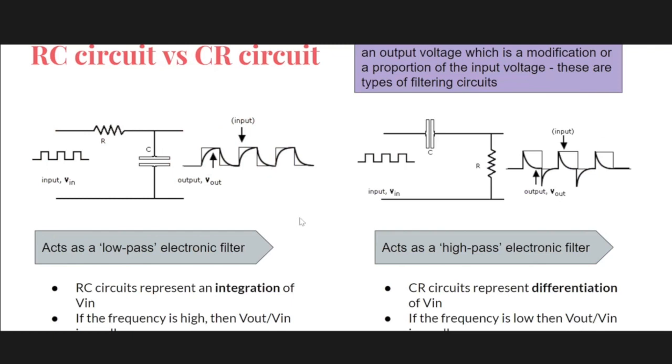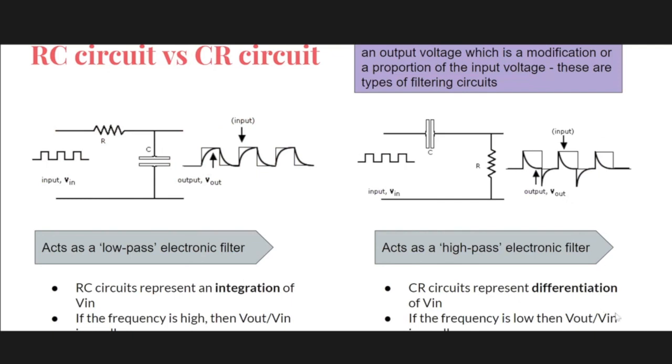And basically, when the frequency of the input voltage is high, then the ratio of the output voltage to the input voltage is small. And therefore, it will block high frequency signals, and it will allow low frequency signals to pass. So it's a low pass. And then essentially, it's the opposite for a CR circuit, which is the reverse. And it represents a differentiation of the input voltage. So it goes from this square waveform to this kind of waveform.